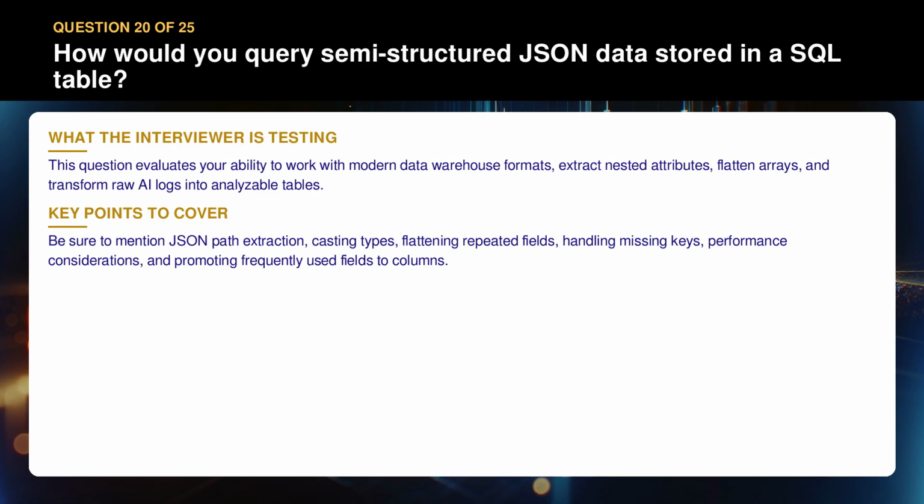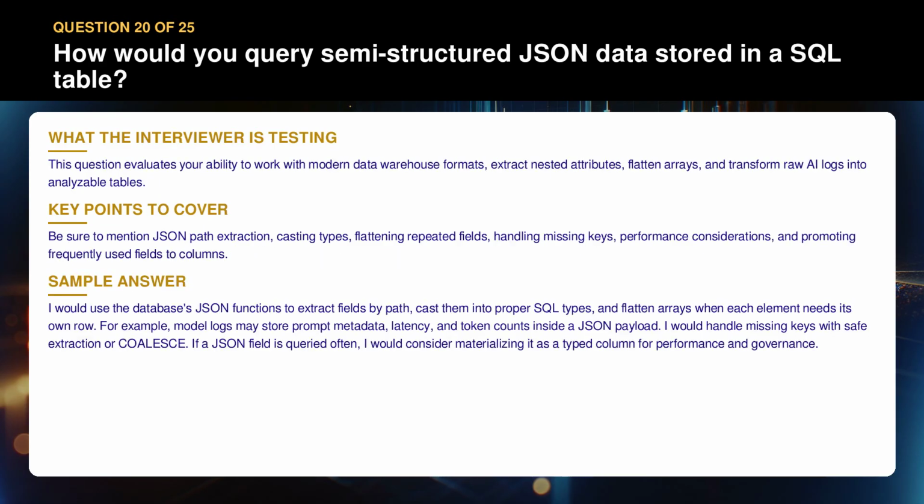used fields to columns. I would use the database's JSON functions to extract fields by path, cast them into proper SQL types, and flatten arrays when each element needs its own row. For example, model logs may store prompt metadata, latency, and token counts inside a JSON payload. I would handle missing keys with safe extraction or coalesce. If a JSON field is queried often, I would consider materializing it as a typed column for performance and governance.